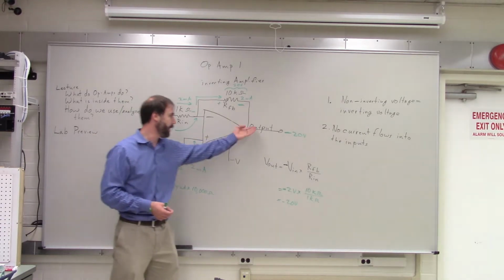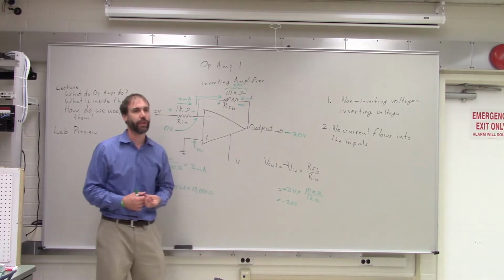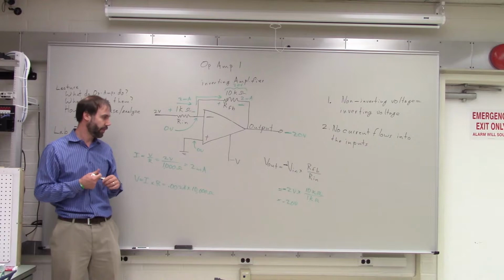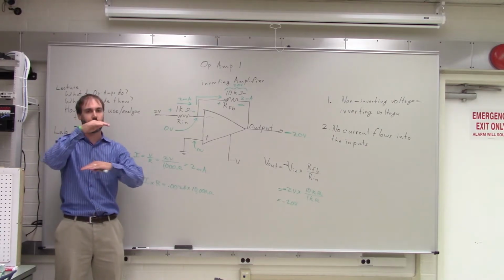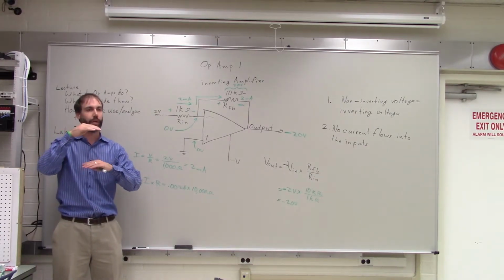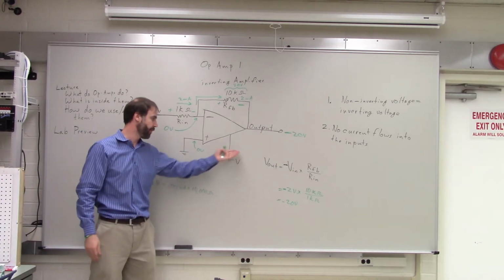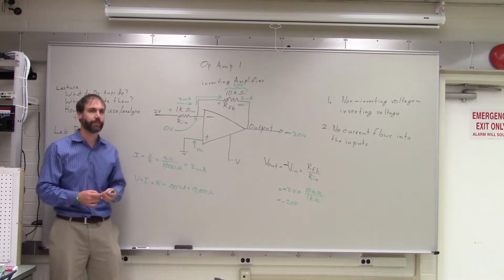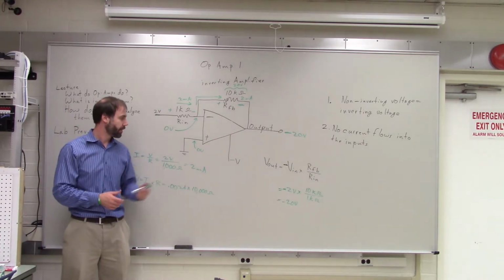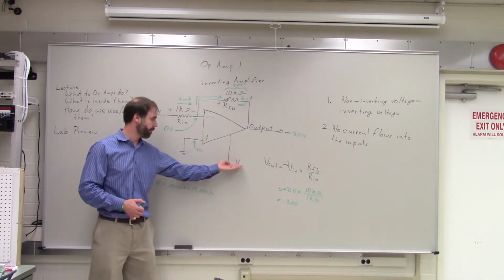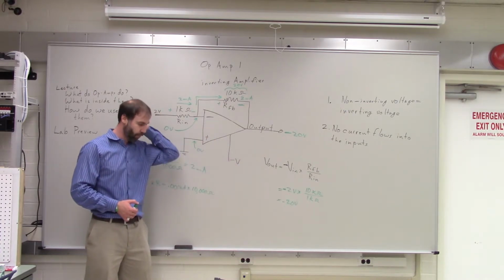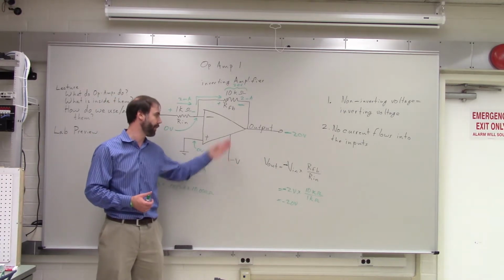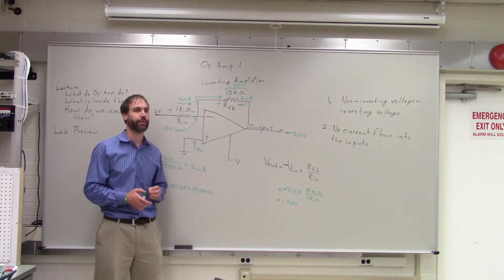If your output exceeds your power supply voltage, then what happens is you get something called clipping. Basically the tops and bottoms of your signals get cut off when they try to go above these power supply levels. So the chip can work with different power supply levels. You just have to pick a level that's appropriate for the application that you're using.